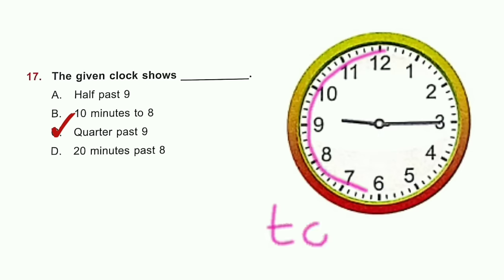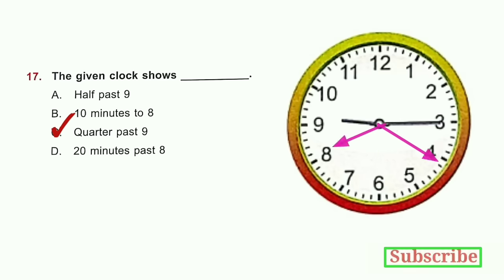When minute hand is at 6, we say 9:30. When minute hand is in left side of the clock, we say to. As example, 10 minutes to 8. This is 10 minutes to 8. This is 8:30 and this is 20 minutes past 8. So option C is correct.